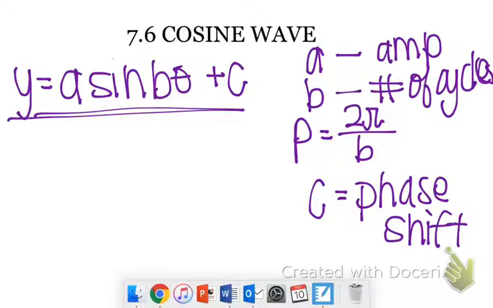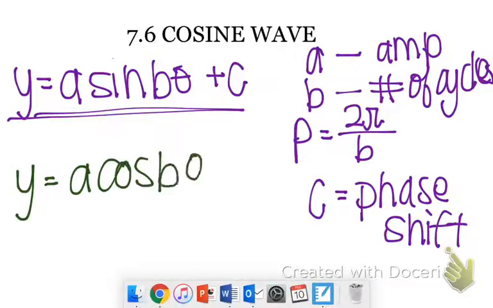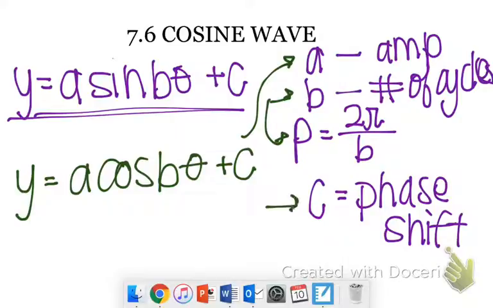Today, we're going to be talking about the cosine wave. So the cosine equation is basically the exact same except it's cosine instead. So it's y equals a cosine of b theta plus c, where a is still the amplitude, b is still the number of cycles between 0 and 2 pi. We still find our period in the same way, and c is still our phase shift. So none of this, a, b, c, or the period, changes. We still find it the same way. The graph is just going to look a little bit different.